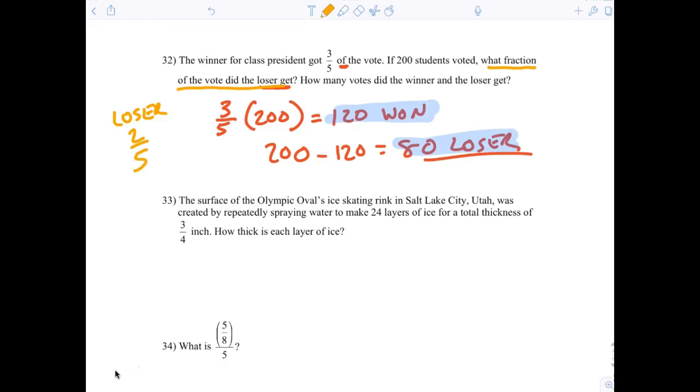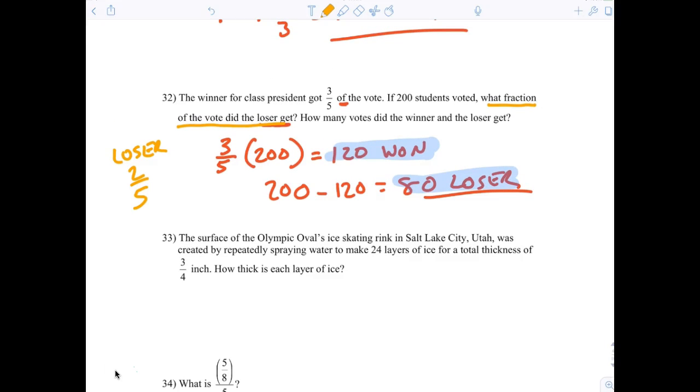Now, does everybody understand why the loser got 2/5 and the winner got 3/5? Right? Because listen, you're either a winner or you're a what? Loser. So the whole thing, the total is one whole. All right? So if the winner got, and essentially that means the winner got 3 out of what? 5 votes. Is everybody with me? So if the winner got 3 out of 5, then the loser got the other what? 2 out of 5. Is that better now? Do you understand what I'm saying? Does that make sense?